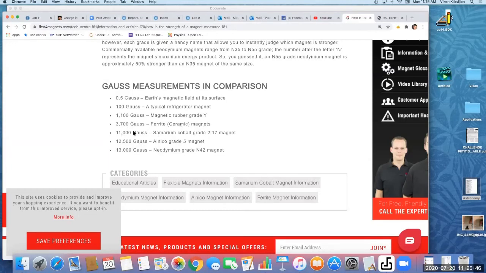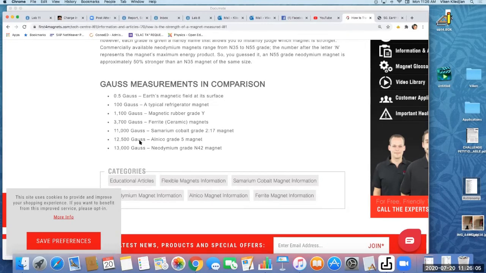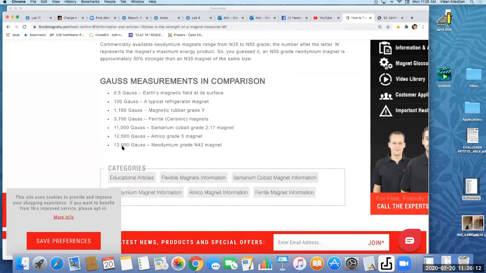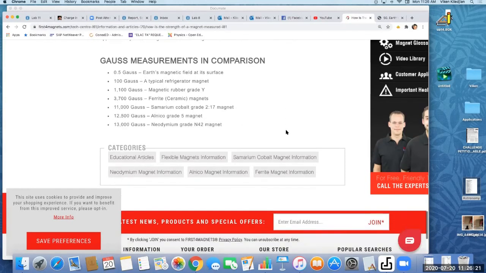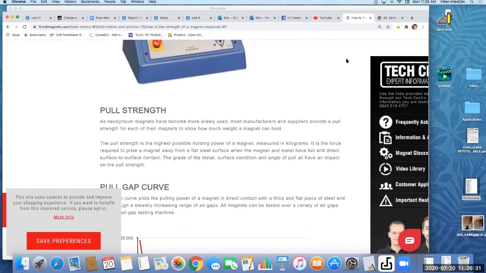Ferrite ceramic magnets, 11,000 Gauss. Now we're talking in Teslas. Remember, 10,000 Gauss is 1 Tesla, so this is already slightly more than a Tesla. Samarium cobalt grade 2, 12,000 Gauss. Alnico grade 5, slightly more than a Tesla here. Then 13,000 Gauss, neodymium grade 4. I think those are the strongest, 13,000 Gauss.